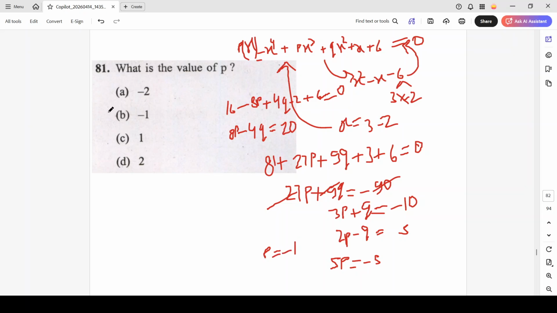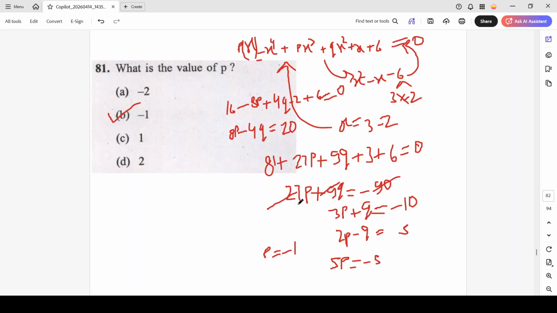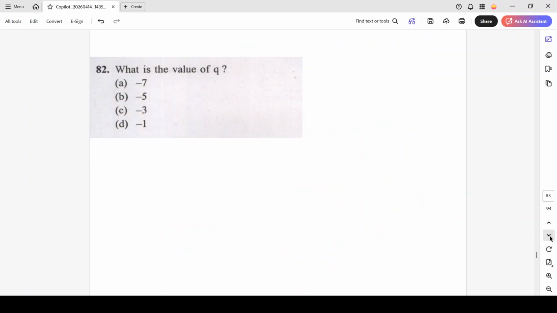Okay, p is equal to minus 1, that means this is the answer. And the next question, what is q? Q is asking, if we just put p in any of these equations, suppose in this equation if I put p is equal to minus 1, then this will become minus 2 minus q equals 5, and q is equal to minus 7. From here I can get q is equal to minus 7, that means the answer will be A, 82 A.